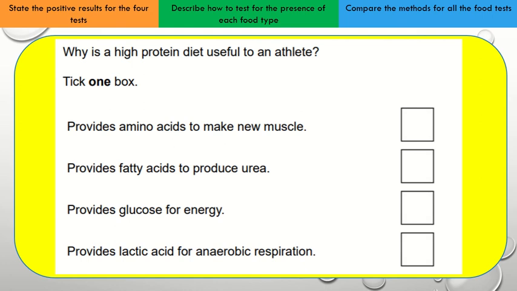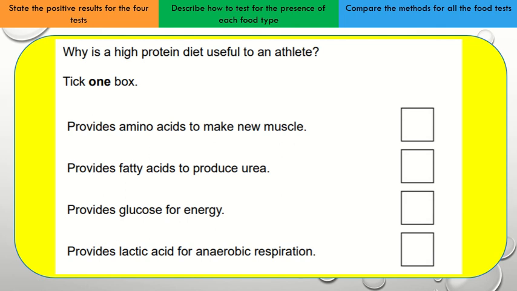Our last question for this lesson. So why is a high protein diet useful to an athlete? So you've got to think about one of these boxes. Normally you would tick it, but what I want you to do is write out the sentence you think it might be. So do you think it provides amino acids to make new muscle? Do you think it provides fatty acids to produce urea? Do you think it provides glucose for energy? Or do you think it provides lactic acid for anaerobic respiration?